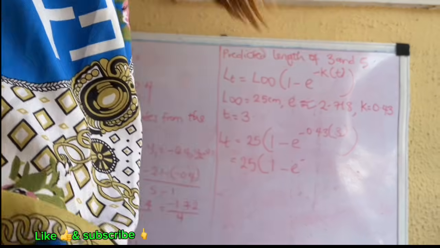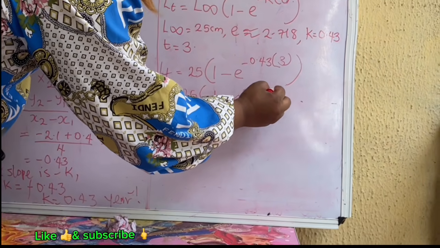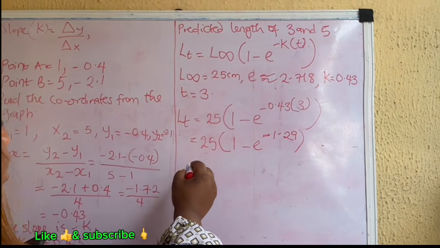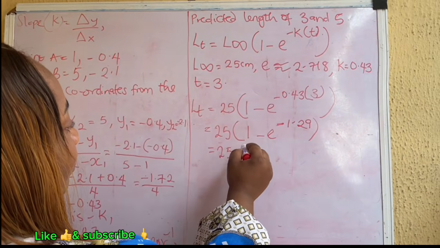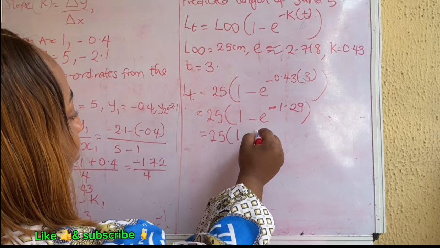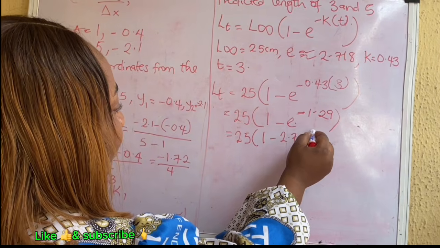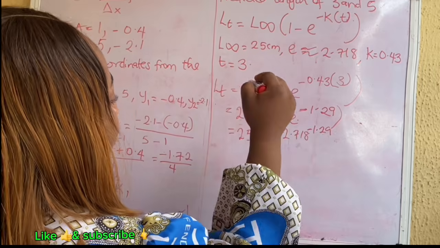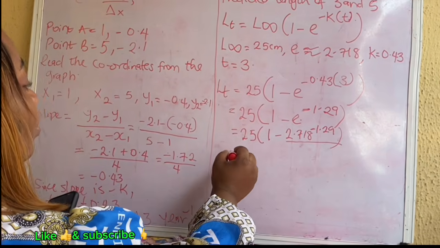0.43 times 3, let me calculate. 0.43 times 3 will give you minus 1.29. Good. So you all know that your LT is equals to 25 brackets 1 minus 2.718, which is the coefficient of this E raised to power minus 1.29. So let's do this. Let's simplify this first.